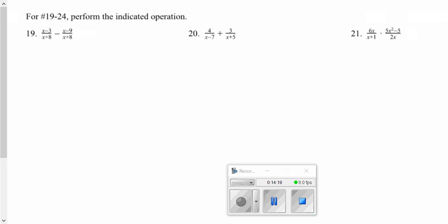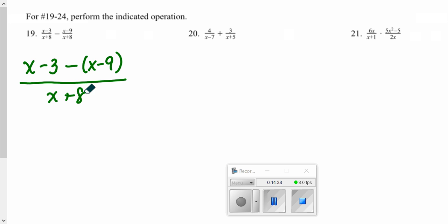Okay, I think I need to talk through these. Okay, question 19 has fractions that are being subtracted. They already have a common denominator. So that's awesome, right? We're going to subtract across the top. So x minus 3 minus x minus 9. And then keep the same denominator.